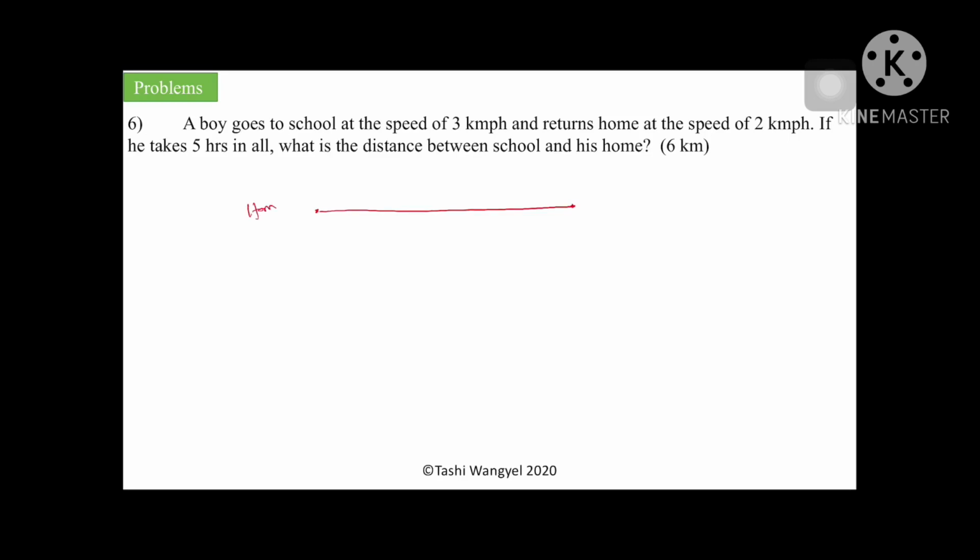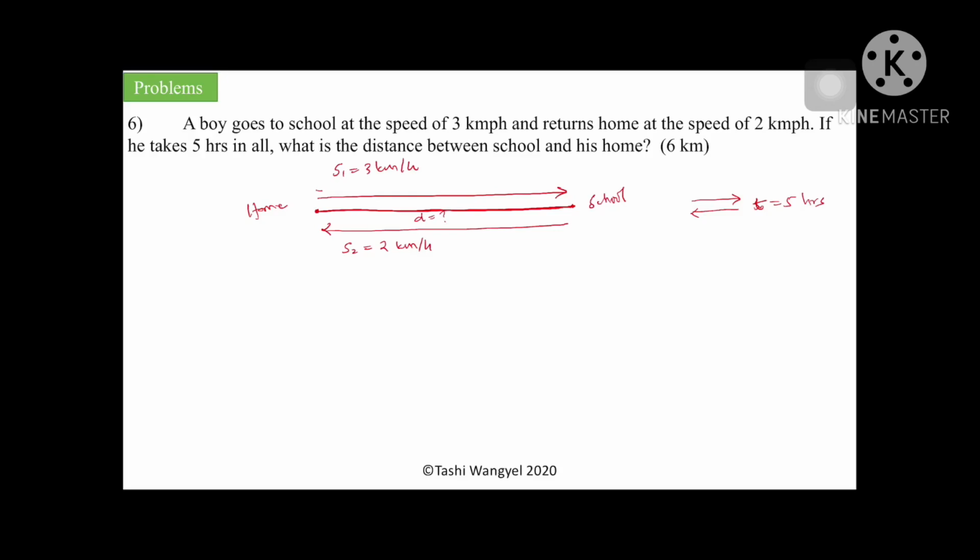Here we have home and school. First, a boy goes to school at 3 km per hour. The journey from home to school he travels at the speed of 3 km per hour, speed S1, and returns home. From school to home he travels at a speed of 2 kilometer per hour. If it takes 5 hours in all, that means to and fro the time taken is 5 hours. What is the distance between school and home? The distance between the school and home is what we need to find.